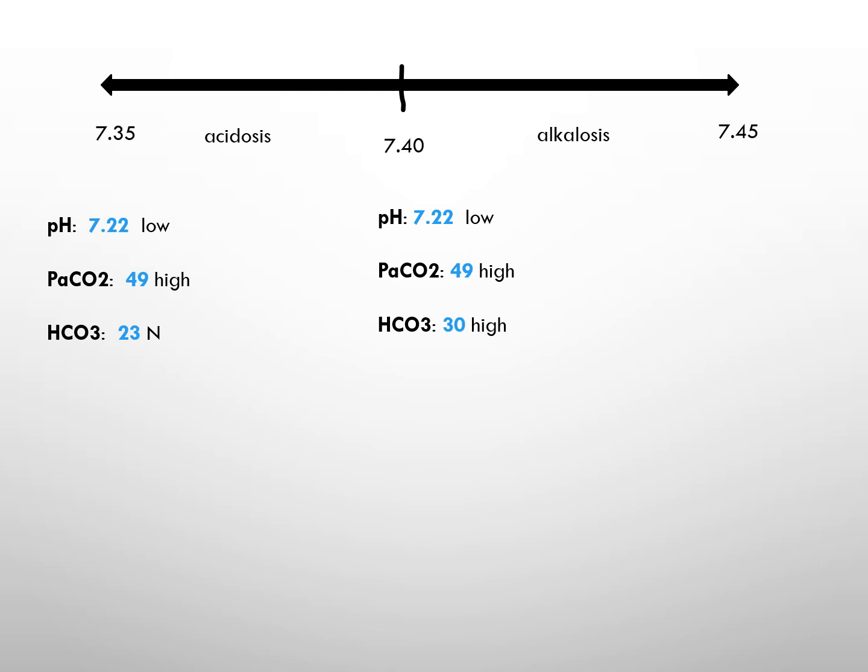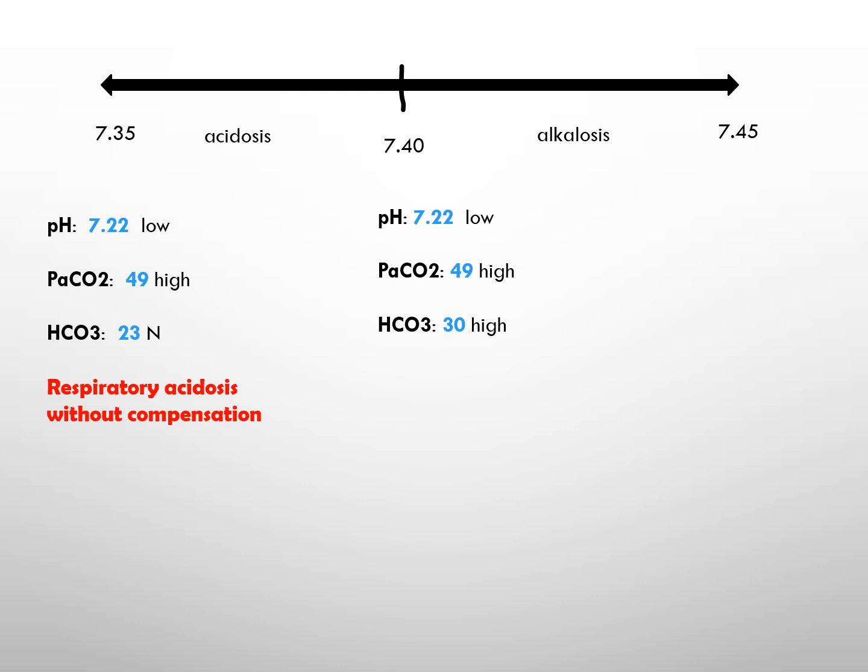So the first example is pH 7.2, which indicates acidity, whereas carbon dioxide is 49, which is high, meaning it is respiratory acidosis. And if we look at the bicarbonate level, which is within normal limits, there is no compensation yet. So this is respiratory acidosis without compensation.